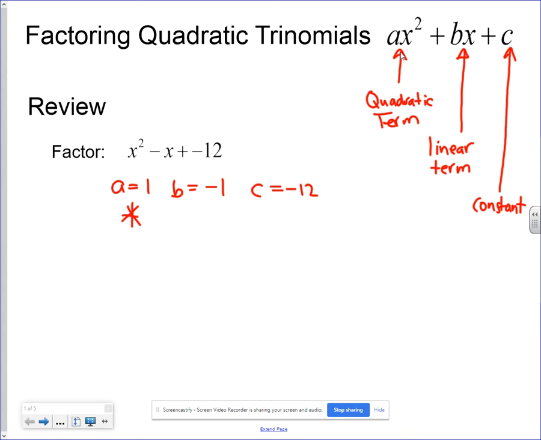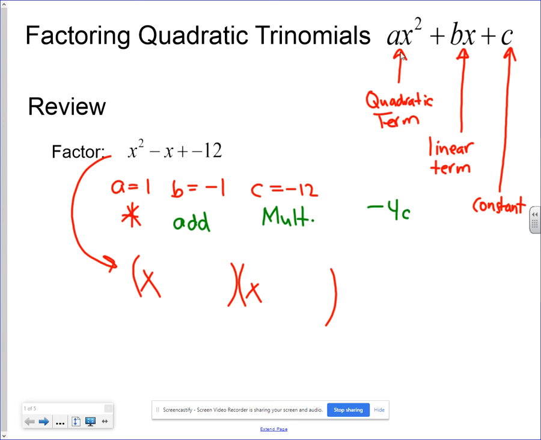You saw that yesterday. When you have a leading coefficient of 1, you can go straight to the factors. So what you do is you put x and x down. And then you look at your C and B value. You're going to ask yourself, what multiplies to be C and adds to be B? What two numbers multiply to be -12 and add to be -1? So the two numbers that multiply to be -12 and add to be -1 are -4 and +3.